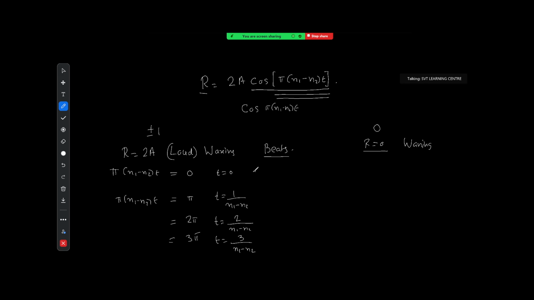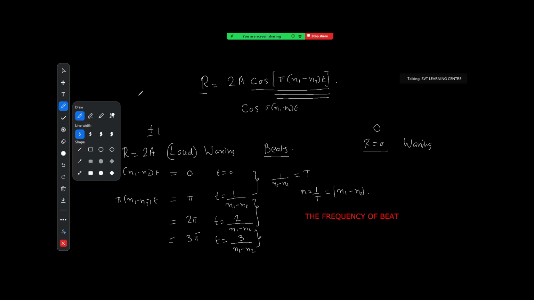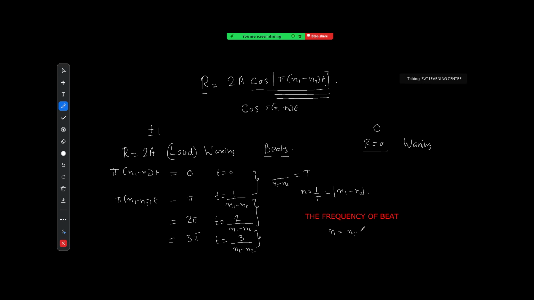What it tells you is the time interval, or the time period as you call it, between two loud sounds happens to be 1 upon (n1 minus n2), and that is equal to the time period of beats. So now you know the frequency of beats would be 1 upon time period, so it will be equal to mod of (n1 minus n2). We are taking mod because we have not made any assumption of which frequency will be greater. So the frequency of beats will be given by n equal to n1 minus n2.